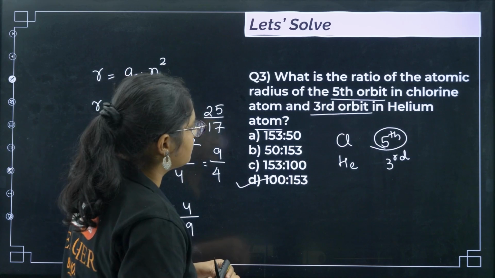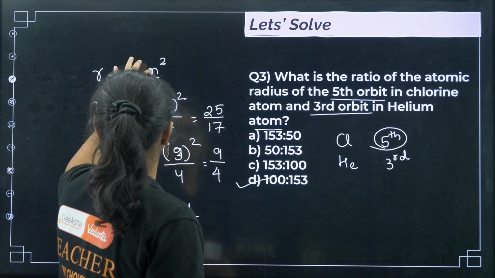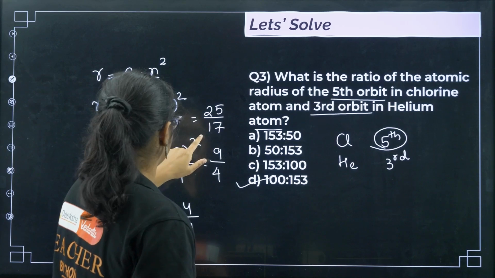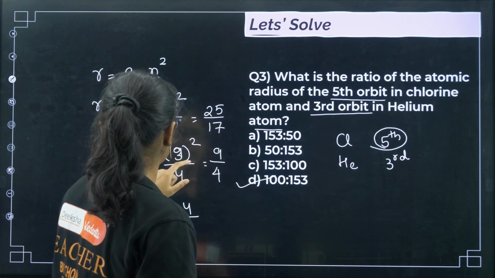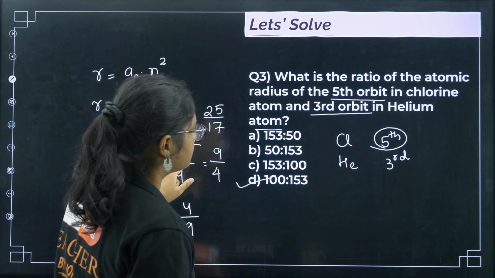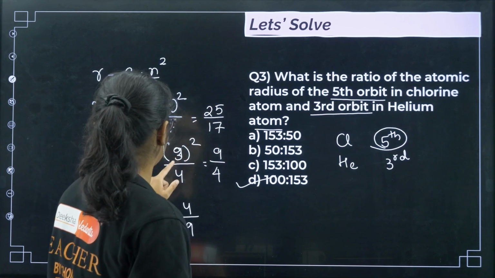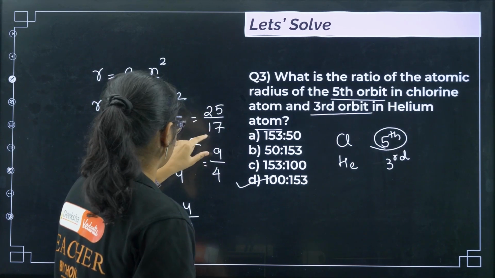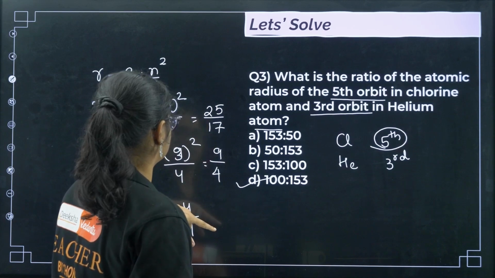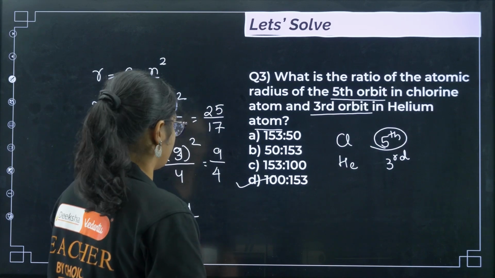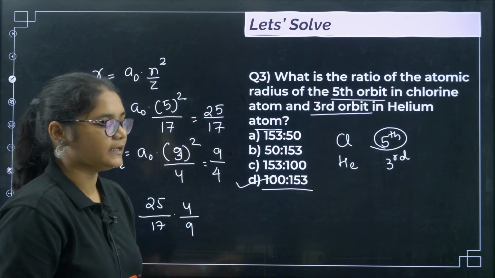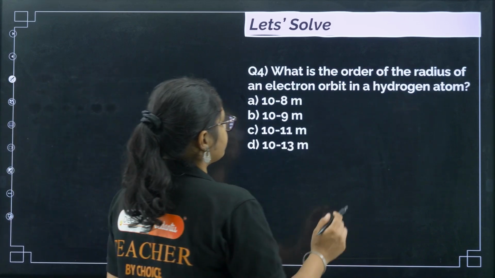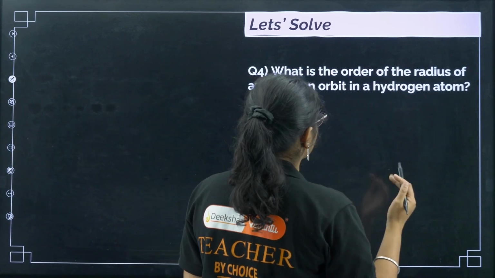Once again, let me check the calculation. Z square by n square, so we have 5 square by 17, 25 by 17, and here it is n square, third square by z, 9 by 4. 25 by 17 by 9 by 4, so it will become 4 by 9, yeah, 100 by 153, option number D here. Okay, next, what is the order of the radius of an electron in the hydrogen atom?